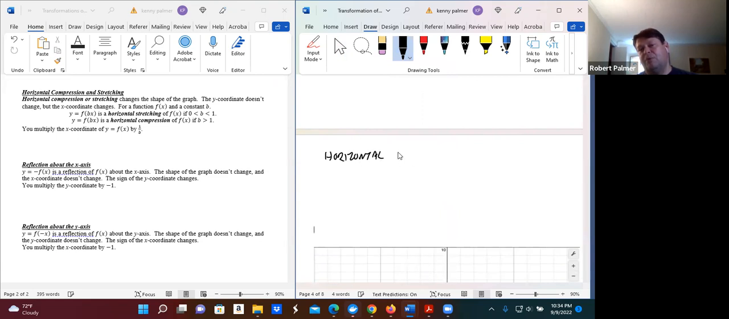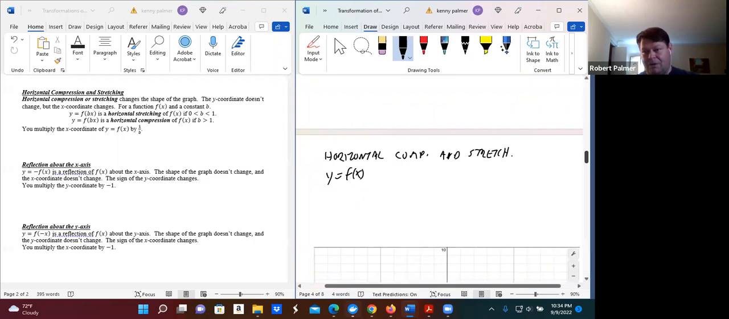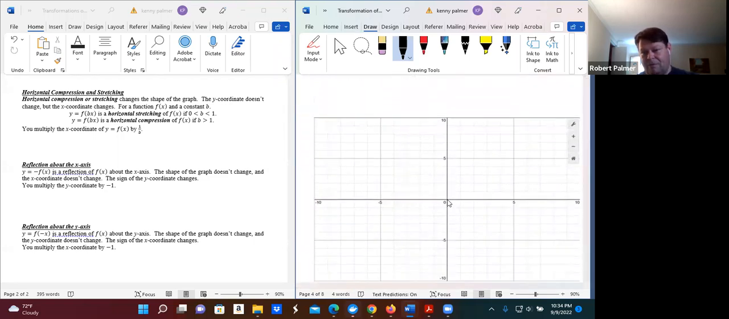We're talking about horizontal compression, which I'll also abbreviate, and stretching. I'll also abbreviate both of those. So horizontal compression and stretching. Let's just start with our same graph, our same y equals f of x. So I will graph that down here in this new graph, and we'll see what happens to this.